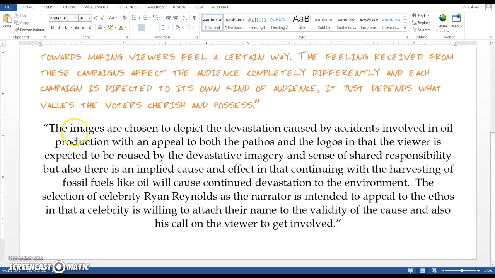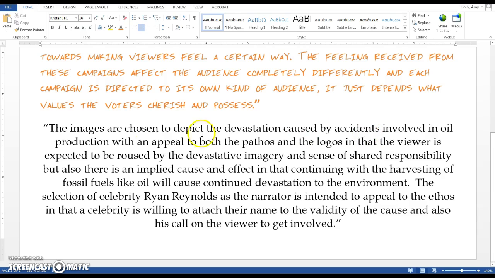So this person says, the images are chosen to depict the devastation caused by accidents involved in oil production, with an appeal to both the pathos and the logos, in that the viewer is expected to be roused by the devastating imagery and sense of shared responsibility, but also there's an implied cause and effect in that continuing with the harvesting of fossil fuels like oil will cause continued devastation to the environment. The selection of celebrity Ryan Reynolds as the narrator is intended to appeal to the ethos in that a celebrity is willing to attach their name to the validity of the cause, and also his call on the viewer to get involved. So this just does a great job, again, using words like pathos and logos and using them correctly.